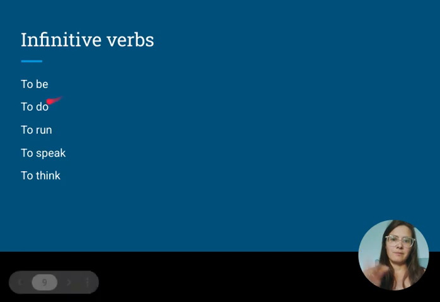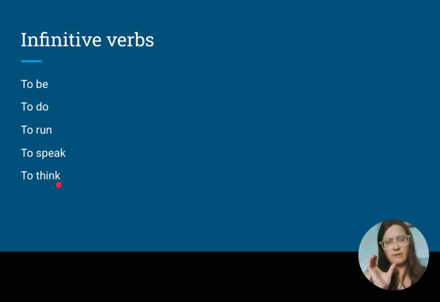So to be, the state of being. To do, the state of doing something, or the action of doing something. To run, to speak, to think. This doesn't tell us when it was done or who did it. We just know that this is the form of the verb that's not been conjugated.